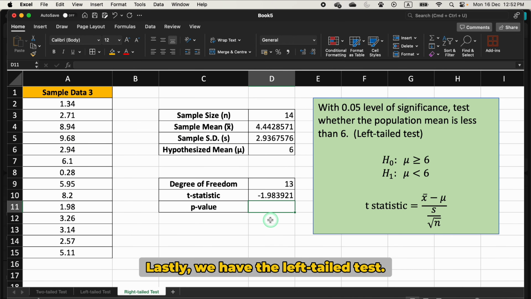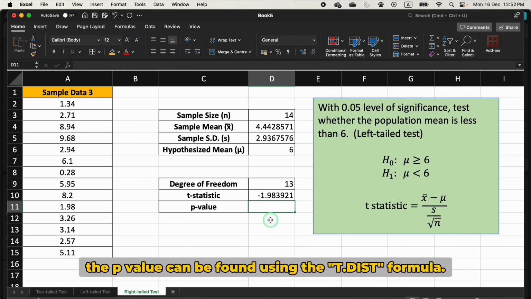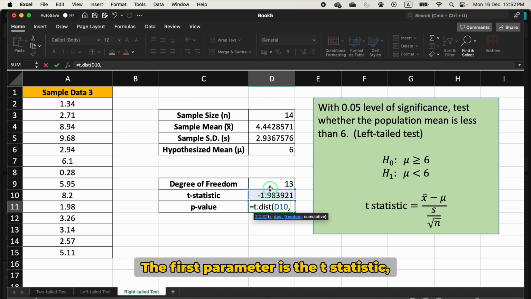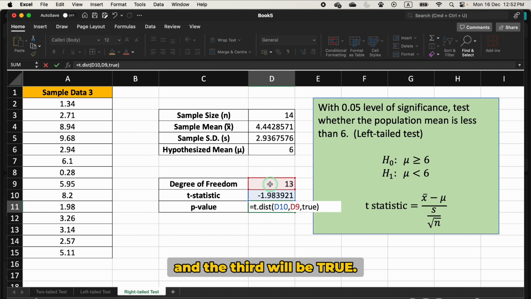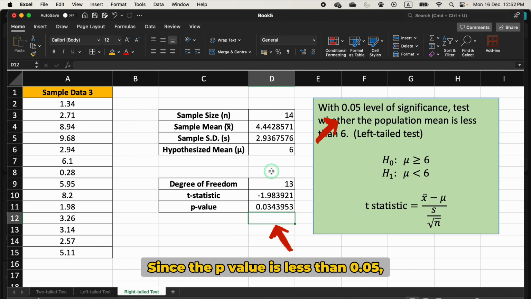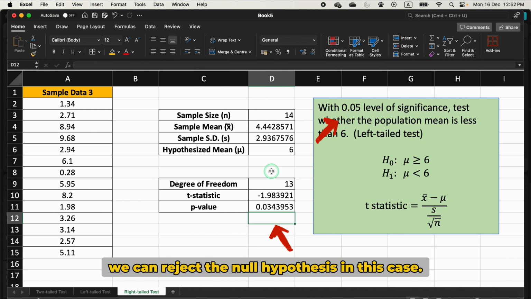Lastly, we have the left-tailed test. The p-value can be found using the T.DIST formula. The first parameter is the t-statistic, the second is the degree of freedom, and the third will be true. Since the p-value is less than 0.05, we can reject the null hypothesis in this case.